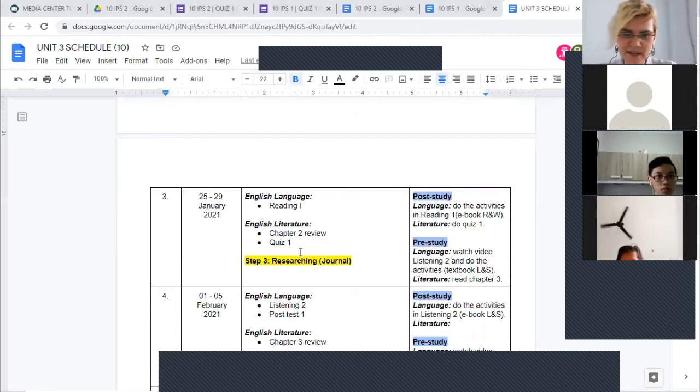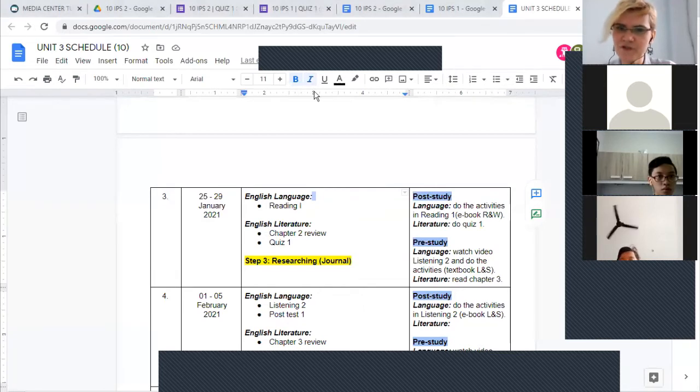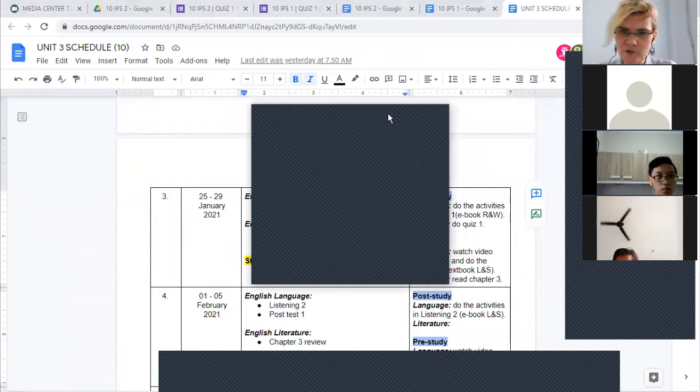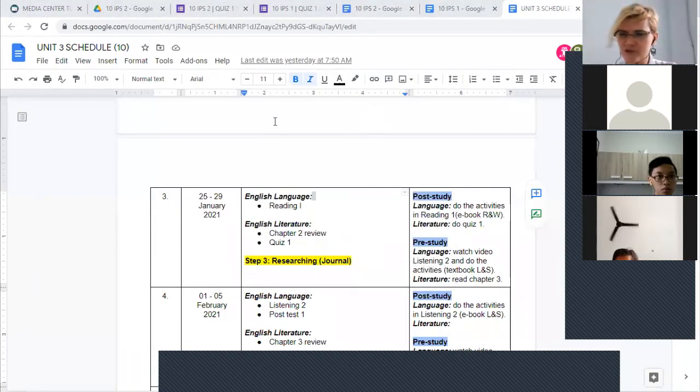Looking at this week, as we see for literature, we're going to review chapter 2. Supposedly you've already read chapters 1 and 2, so we're going to go over chapter 2. And today I'm going to give you a quiz 1, which is about chapters 1 and 2. So the questions you will be getting are all related to chapters 1 and 2.